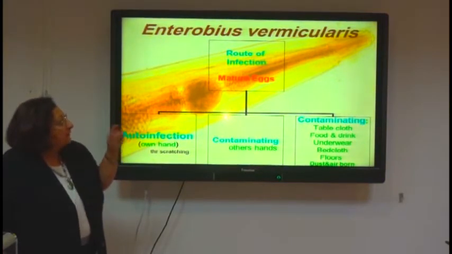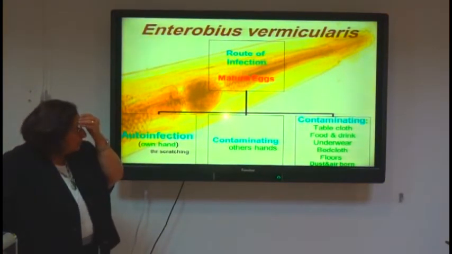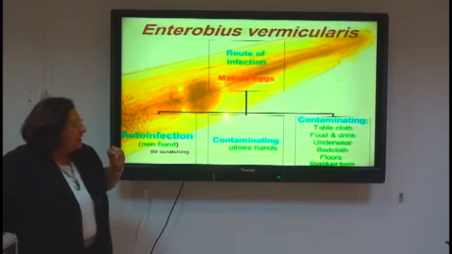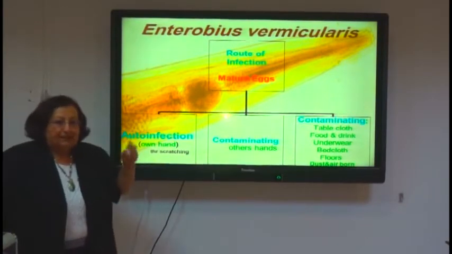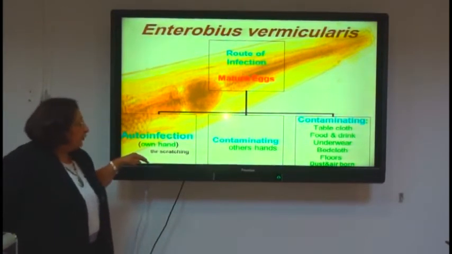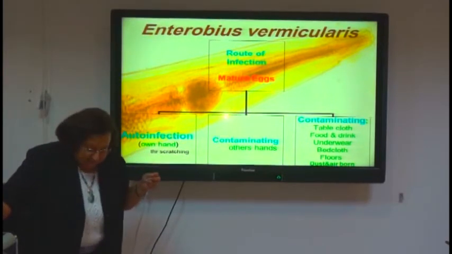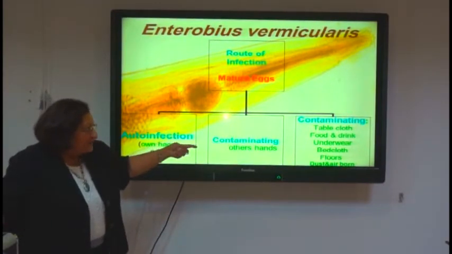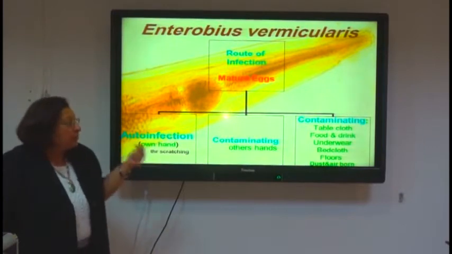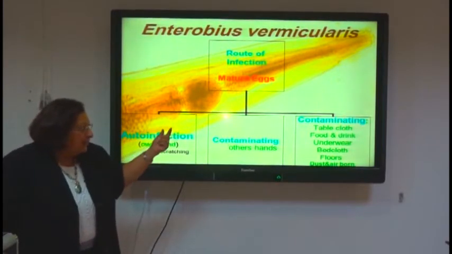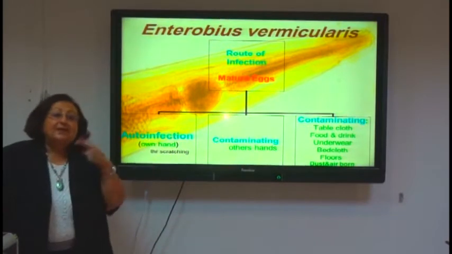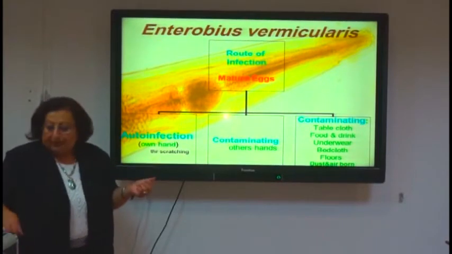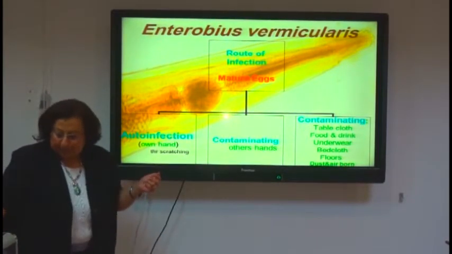Here we see how infection takes place. The route of infection is the infective stage, the mature eggs. If the person contaminates himself, this is auto-infection. Once he scratches, he will get infected, contaminating other hands or contaminating tablecloth, food and drink, underwear, bedclothes, floors, and even dust. When it is very compact, even dust in the room can contaminate the persons inside this room.